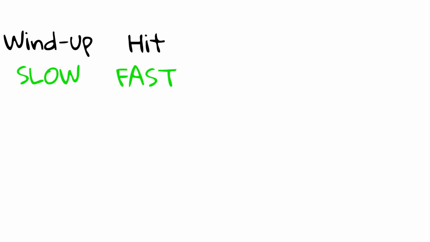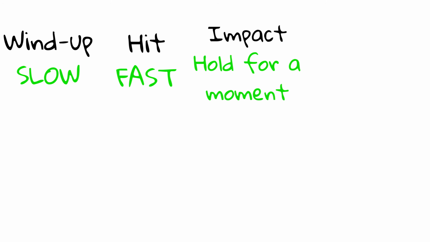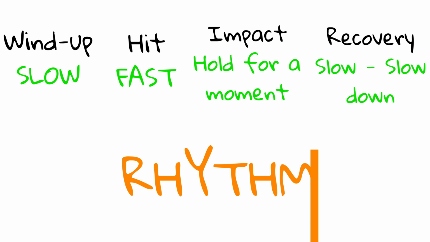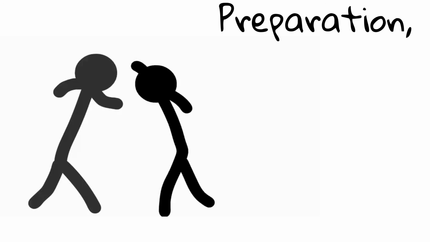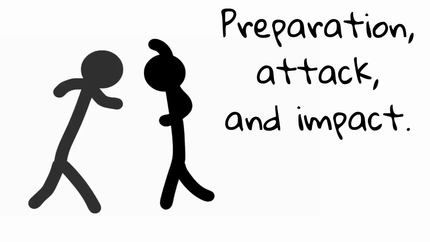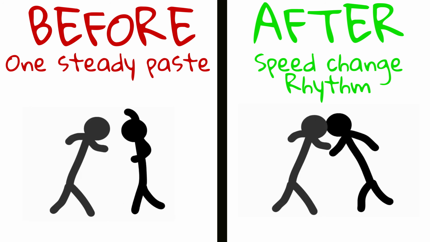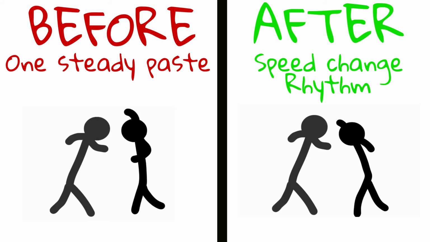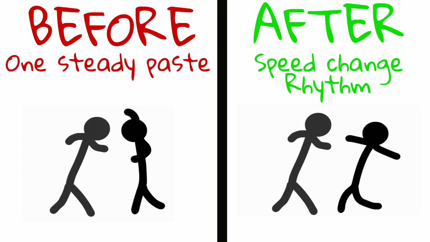So think of a fight as moving in parts. The wind-up can be slower, the hit should be fast, the impact can hold for a tiny moment, and the recovery can slow down again. That change in speed gives the attack rhythm. It makes the viewer feel the difference between preparation, attack, and impact. And once you understand speed change, your fight scenes stop feeling flat and start feeling like actual action.